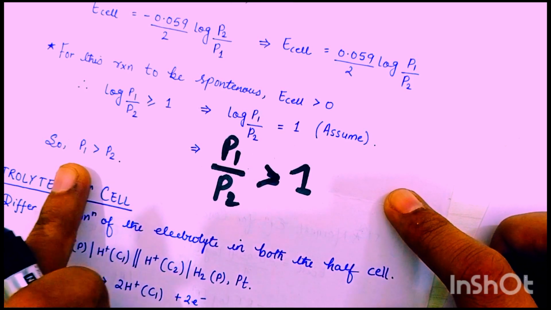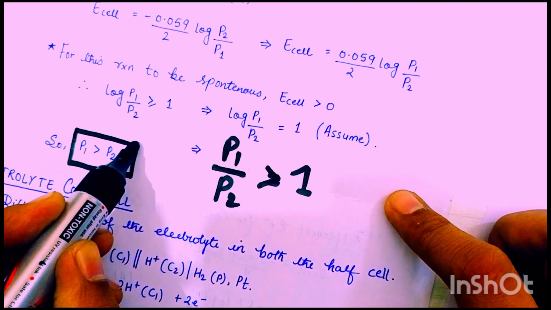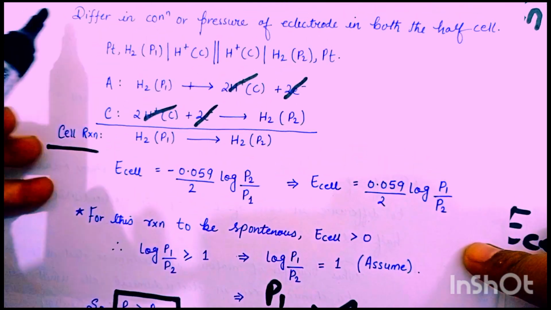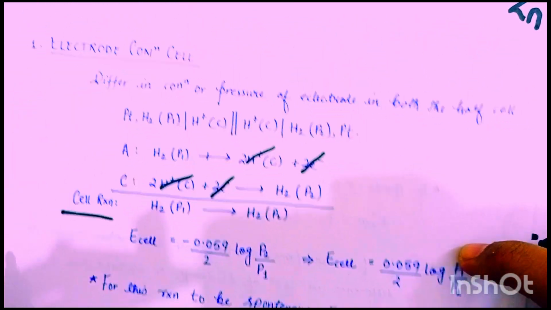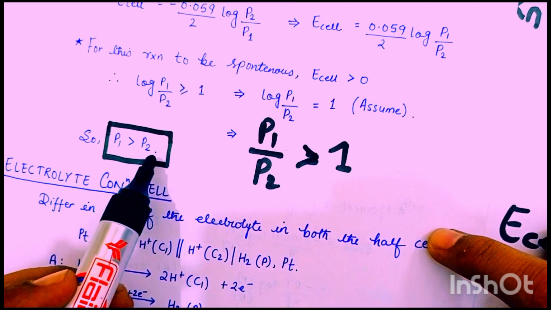If it is greater than 1, you will approach the condition that P1 is greater than P2. For the electrode concentration cell reaction to be spontaneous, P1 should be greater than P2.